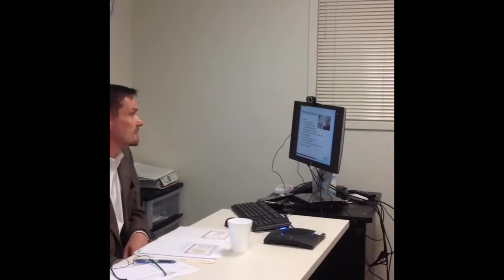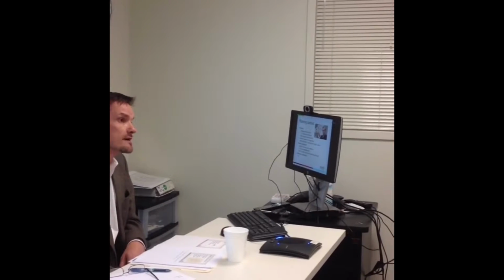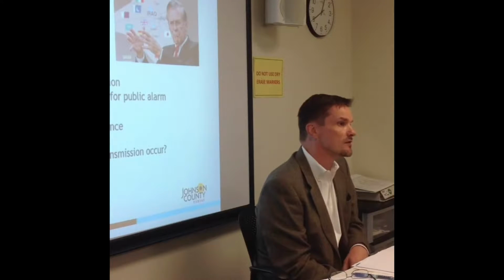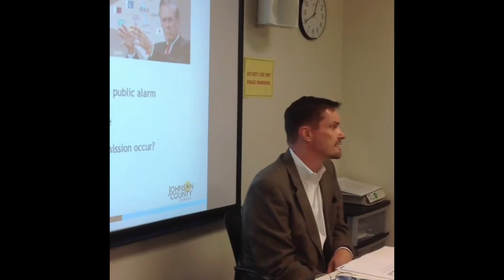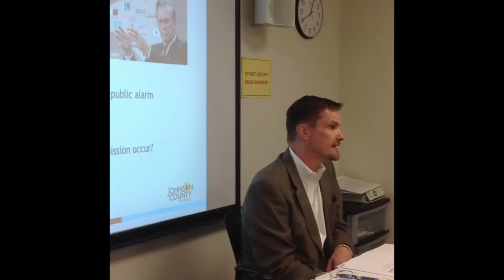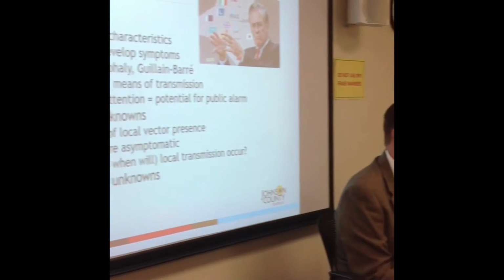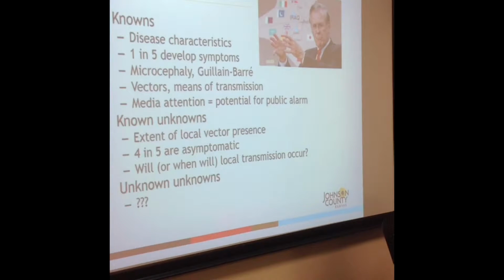What we know we don't know is really the extent of the local vector presence. Charlie talked about the CDC maps that show that both Aedes aegypti and albopictus are present in the Kansas City area. So we wanted to really get a handle on what the extent of that presence is to determine what the risk is. The other unknowns is that we know 4 in 5 people who get the virus don't exhibit any symptoms. And so that makes it tricky to know exactly what the presence in the community might actually be.